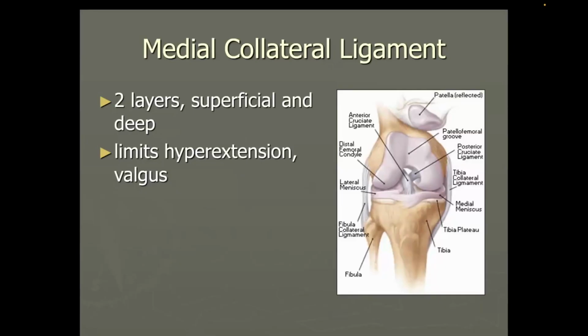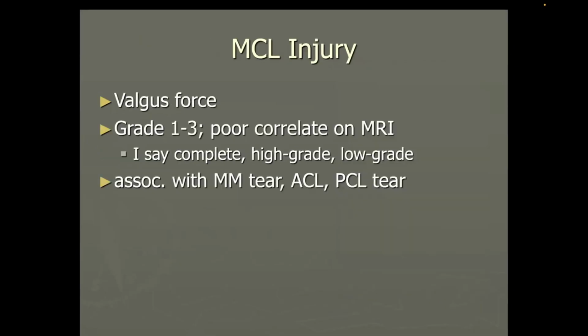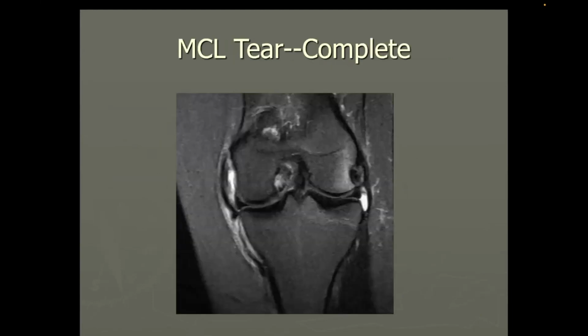What about the MCL? Again, 2 layers, superficial and deep. Valgus force, we can grade them out. Complete, high grade, and low grade. They're usually associated with meniscus tears, most likely medially, and they can be associated with ACL and PCL tears. So here's an example of a complete MCL tear. We see it attaching onto the femur, and then all of a sudden we see the ligament abruptly stop, and then we see a stump down here on the tibia.